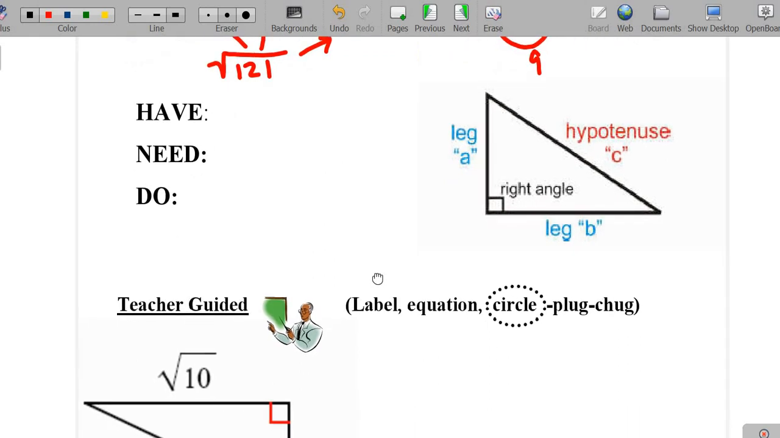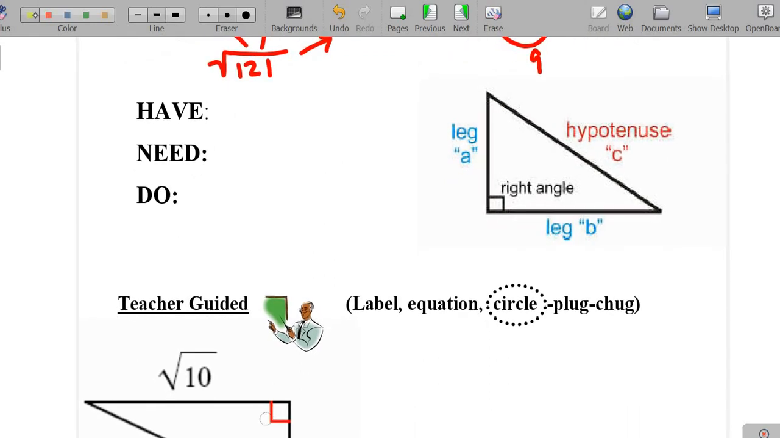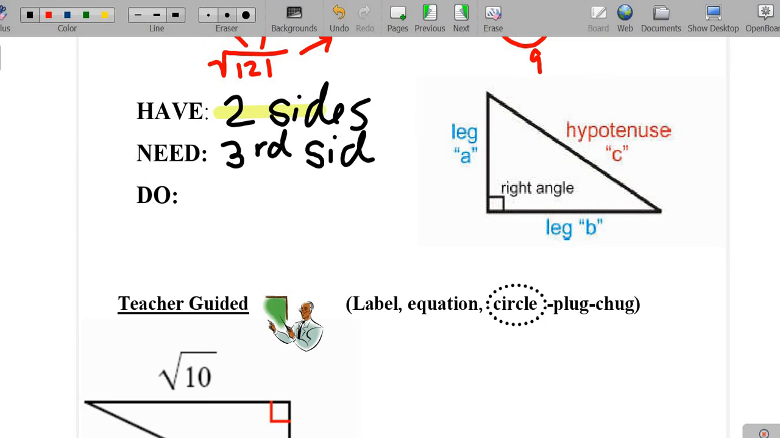Have, need, do. These are the three words that help you understand when do you use which tool. And in this, when you have two sides of a triangle and you need a third side, you do Pythagorean theorem. I am going to just abbreviate it Pythag.